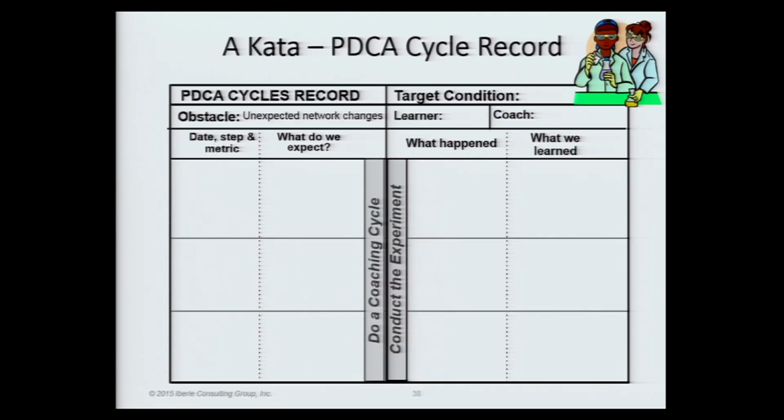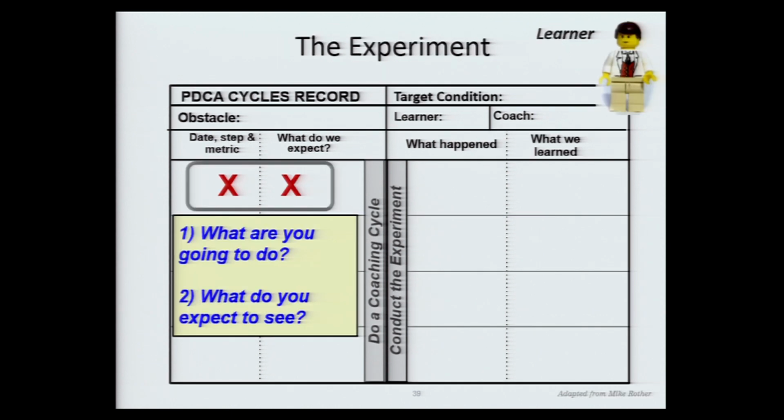So we have a kata for this. And we have a kata because it's complicated, takes a bunch of steps, and also because the learning is kind of hard to do. So the kata, or pattern, is the PDCA cycle record. And the person who is going to make the process change is called the learner. And they are basically a scientist investigating this process. So they write up their experiment.